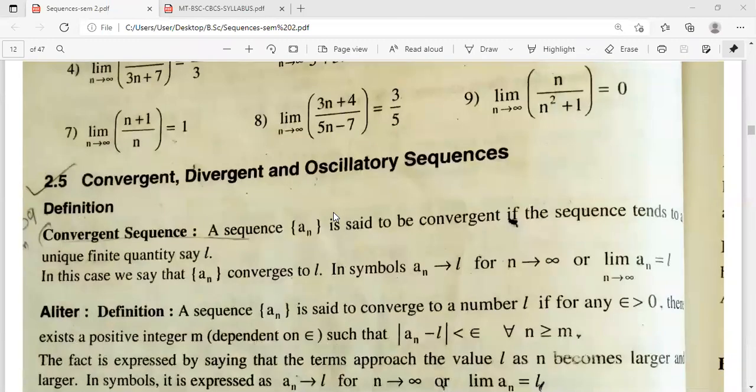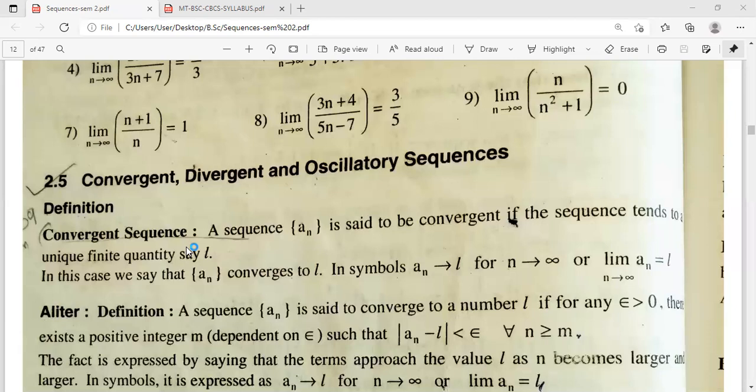Now we'll go to the syllabus, where you have sequences. After that you have convergent, divergent, and oscillatory sequences. There are three types of sequences: one is the convergent sequence, second is the divergent sequence, third is the oscillatory sequence. Here you already know convergence of a function, divergence of a function, and oscillation of a function; the same is defined for sequences, where the nth term is an. Now you see the convergent sequence.